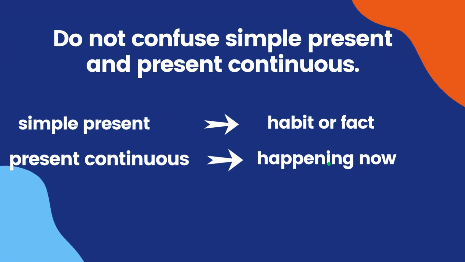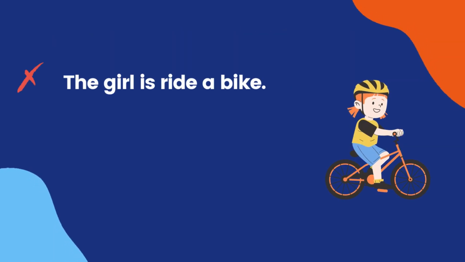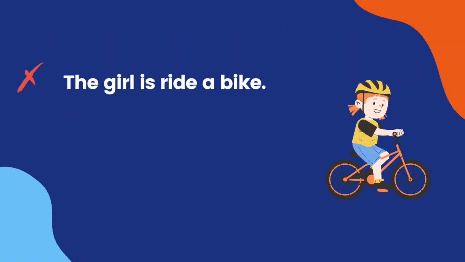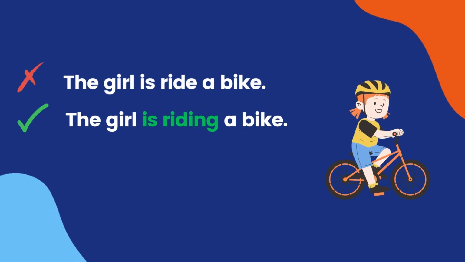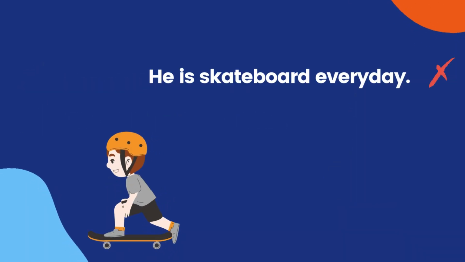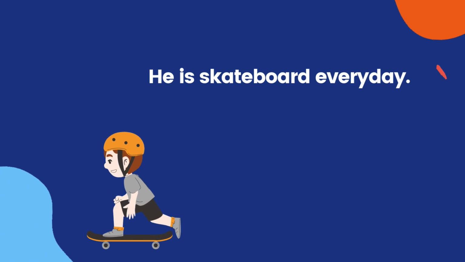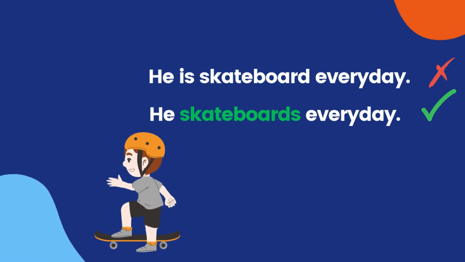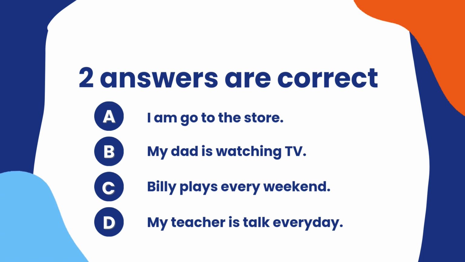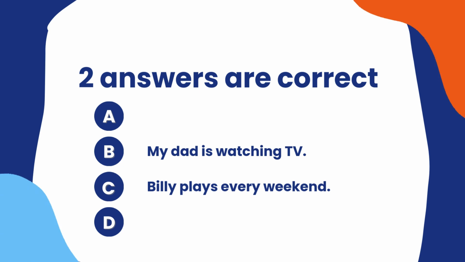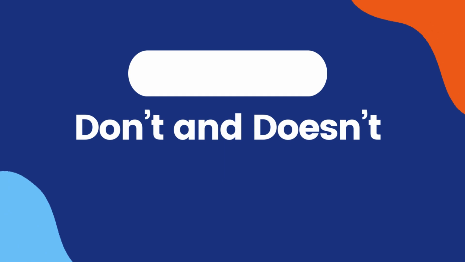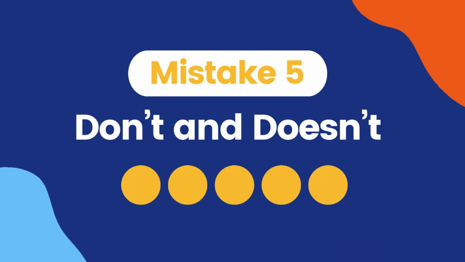Let's see some examples. The girl is ride a bike. The girl is riding a bike. He is skateboard every day. He skateboards every day. Can you spot the correct answers? That's right, it's B and C. Good job. And mistake number 5, confusing don't and doesn't.